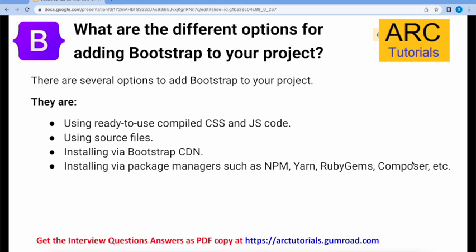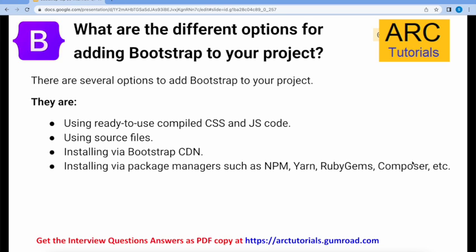What are the different options for adding Bootstrap to your project? Now this is a definite question. If you are going for a UI developer role, they'll ask you this. What are the different ways you can use Bootstrap? First, you can use ready-to-use compiled CSS and JS code. You can just download the JS and CSS, include it and start using it. You can use the full-fledged Sass source files, customize them, extend them, and build on top of them however you want. We can also use it from a third party, the Bootstrap CDN. CDN stands for Content Delivery Network.